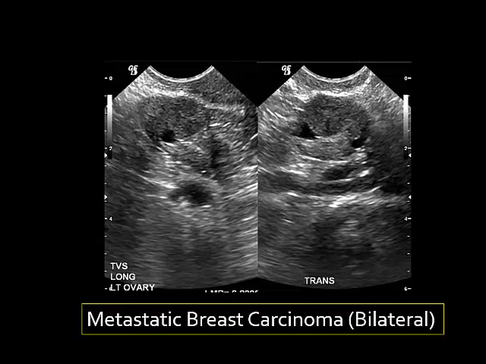The caveat in this case is that when they went in with laparoscopy, they actually detected metastatic disease in both ovaries. So metastatic disease to the ovaries is about half the time bilateral, even if on imaging we can only see it on one side.